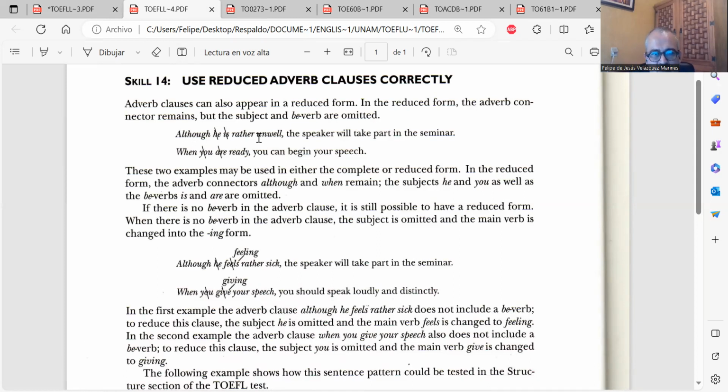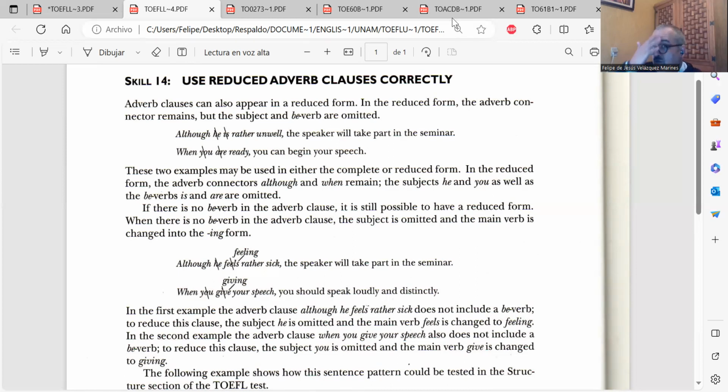So we say this. Although he is rather unwell, the speaker will take part in the seminar. What do you have to pay attention to? All the time you have to pay attention to what is the repetition. The speaker and he is the same person. So we eliminate he. But if you eliminate the subject, you also eliminate the auxiliary, is, so we don't have a verb. So then we say only, although rather unwell, the speaker will take part in the seminar.